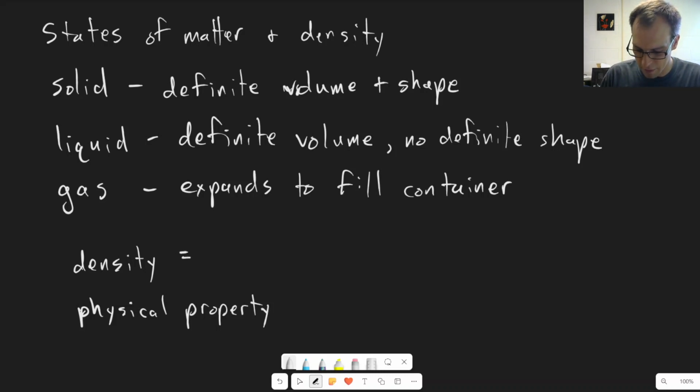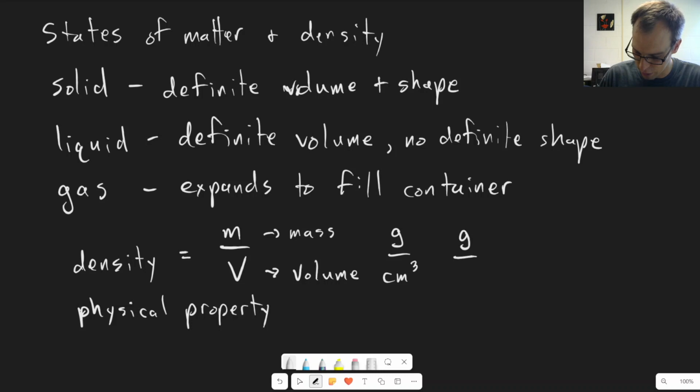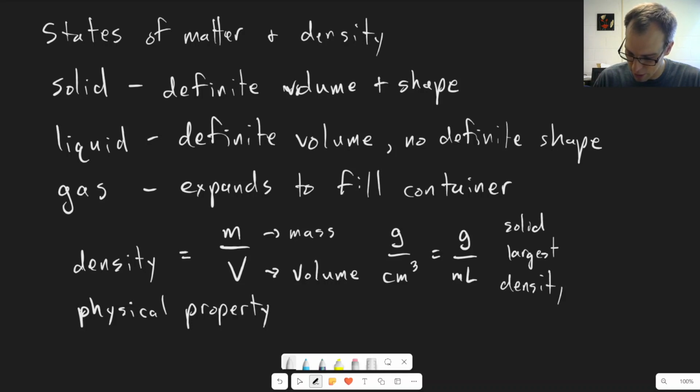So density is defined for a particular substance as mass over volume. M is generally used to mean mass, V for volume. And this will often have units of something like grams per cubic centimeter or grams per milliliter. A cubic centimeter and a milliliter, these are the same thing. And in general, a solid will have the largest density of these three states of matter because the atoms or molecules are packed very tightly together and held very tightly together.